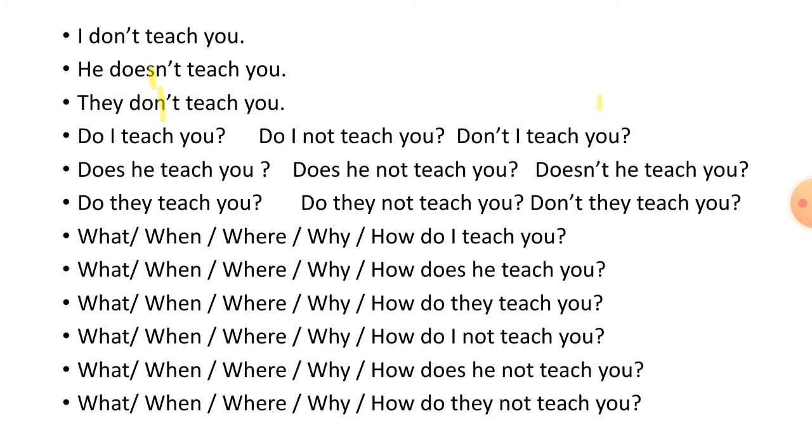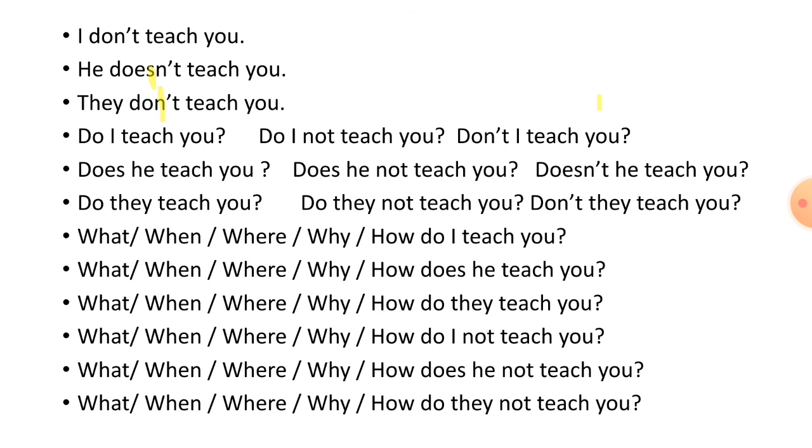Next, do I teach you? Students, it's an interrogative sentence. Do I not teach you? This is negative. Don't I teach you? This is the same as the former sentence. Does he teach you? Does he not teach you? Doesn't he teach you? The last two sentences are the same. Do they teach you? Do they not teach you? Don't they teach you? It means the last two are the same.